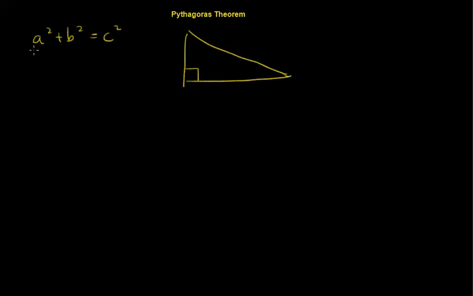It says that a squared plus b squared is equal to c squared. And c is simply the longest side of the right angled triangle. In this case this is C, and it's always opposite the right angle. We call this the hypotenuse, which is the longest side and opposite to the right angle. And A and B could be either of these, so I'm just going to put A here and B here.